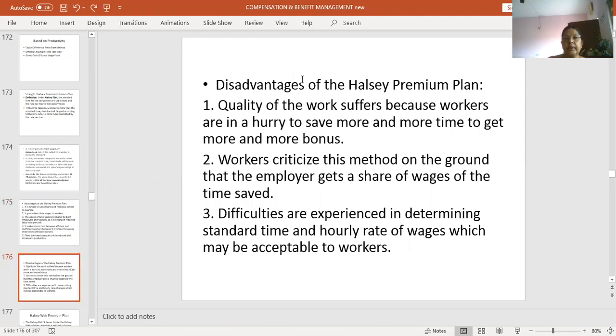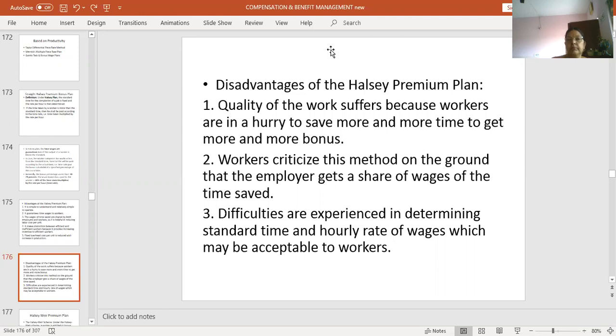So what are the disadvantages of Halsey premium plan? The quality of work suffers because the workers will be in a hurry to save the time. They will try to hurry and finish the work before the standard time, so that they get more and more bonus. And the wages for the time saved, they have to share it with the employer. So this will be criticized by the workers.